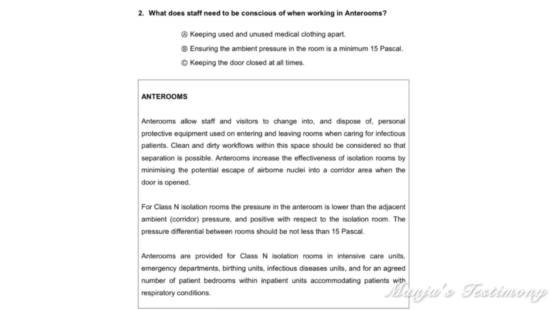So here in option B, it is mentioning that ensure the ambient pressure in the room is a minimum of 15 Pascal. So what they have said is that the people who manage the anteroom should ensure that the ambient pressure in the room, meaning specifically inside the anteroom, is a minimum of 15 Pascal. So it should be maintained at a minimum of 15 Pascal. But in the text, it says that the pressure differential between the rooms should not be less than that. That means the difference in the pressure between the rooms should not be less than 15 Pascal, not exactly in the anteroom, only the differences.